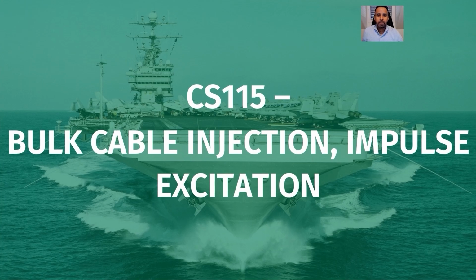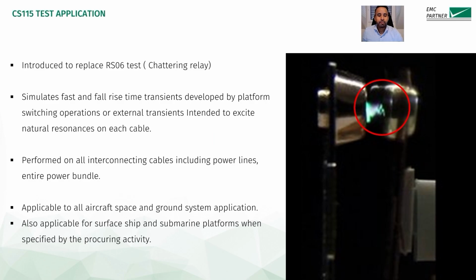Let's now start with the CS115 test, bulk cable injection. The CS115 is a fast transient test. The test was introduced to replace the RS06 chattering relay test. The old test was seen as being unreliable, unscientific, and not reproducible. So the CS115 gives the most important property of the chattering relay, which is the fast rise and fall time, and has a defined pulse shape and calibration setup, which ensures reproducibility of the calibration and test results.